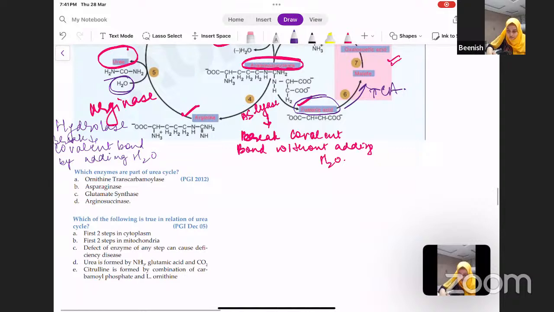Now moving forward. Okay, let's take a few MCQs. Which enzymes are part of the urea cycle? Now let's see, ornithine transcarbamylase. Yes, this is very much part. Asparaginase, no, this is not. Glutamate synthase, no, this is not. Argininosuccinase, yes, this is.